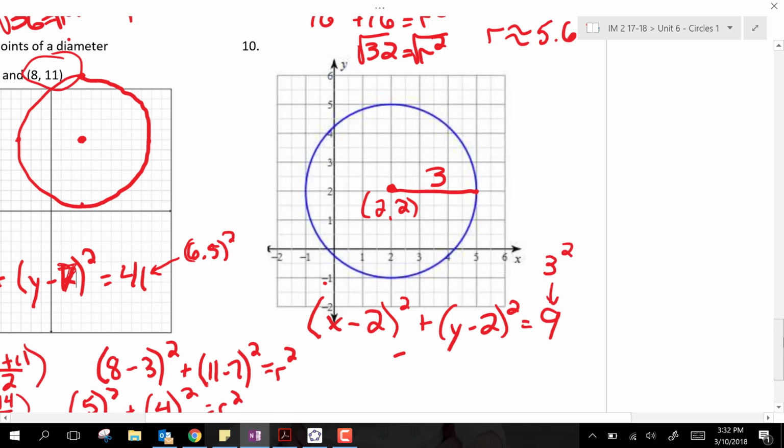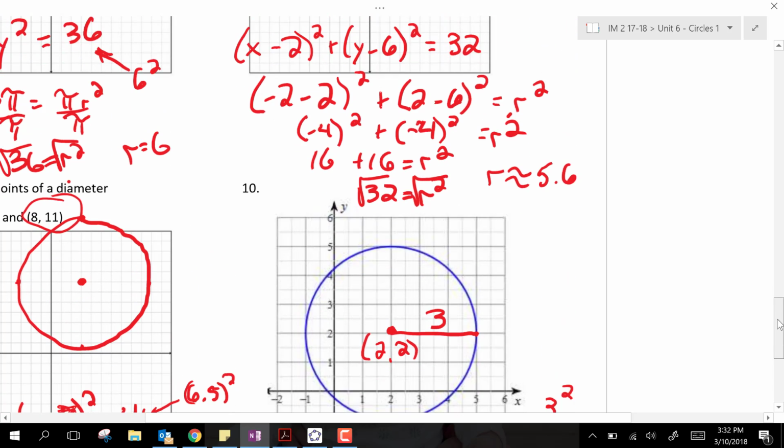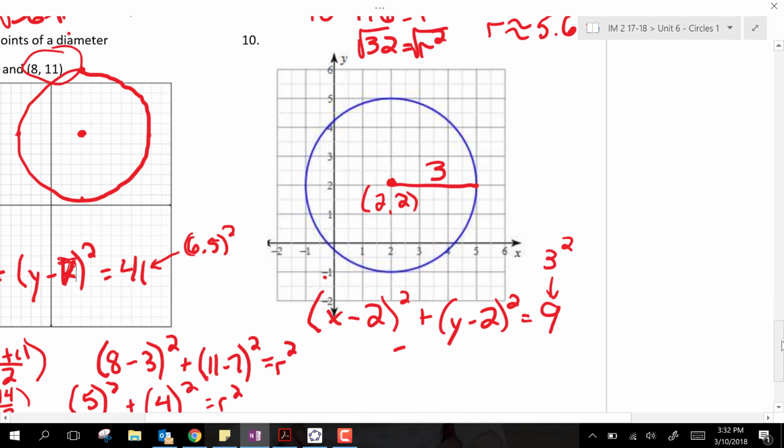Lastly, number 10, we have this circle. We have to write the equation of it. We don't have to graph, obviously, because it's done. So the center is at 2, 2. We do the opposite, x minus 2, y minus 2, both squared. And our radius, we count from the middle to the end point of the circle. We could have counted down, or left, or up. It's 3 each way, and we square that to get 9. And that's how you do equations of circles.